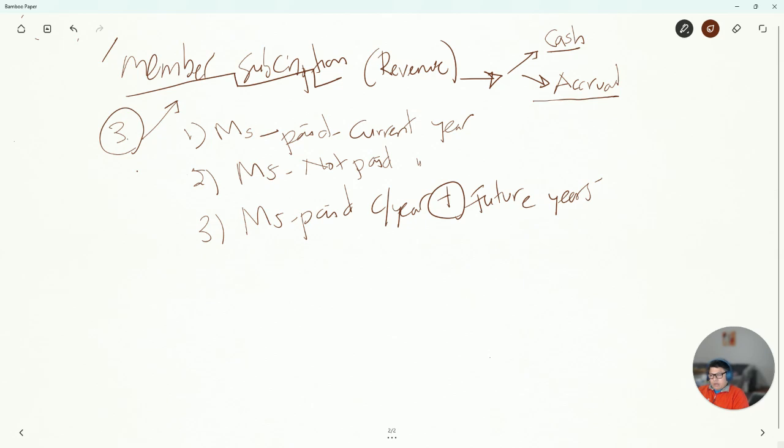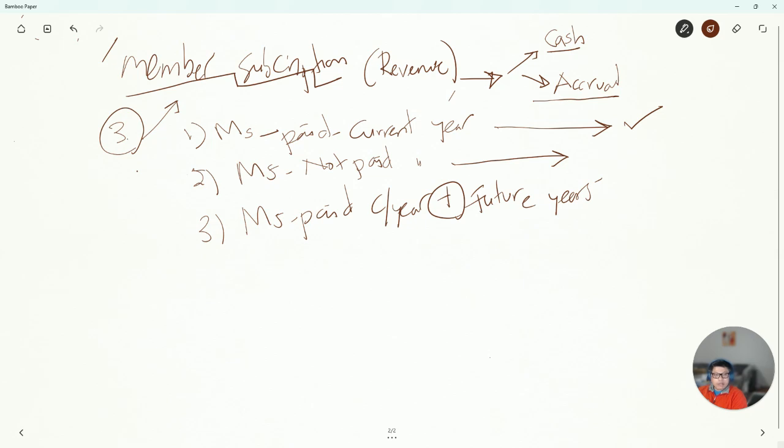In revenue recognition, accrual accounting says that regardless of whether cash is received or paid, when the transaction happens, we have to recognize the revenue. So when members pay for the current year and we already provide the service, we have to recognize the revenue. For the next one, members already consumed the service from the organization but have not paid.